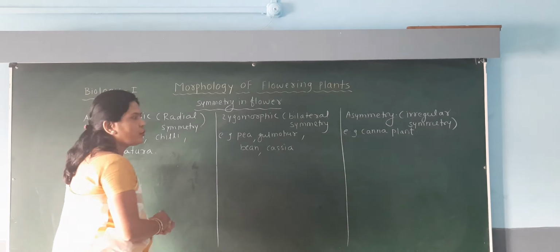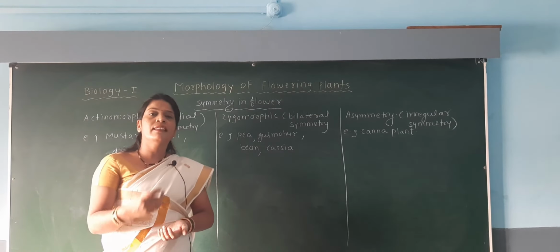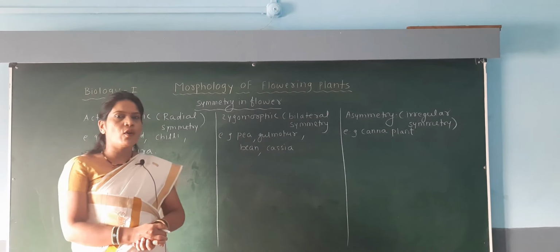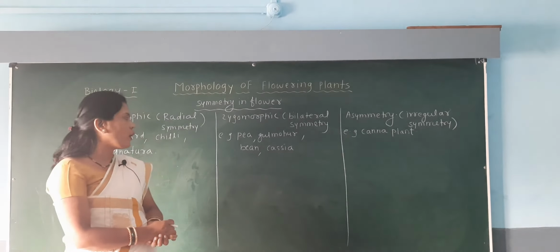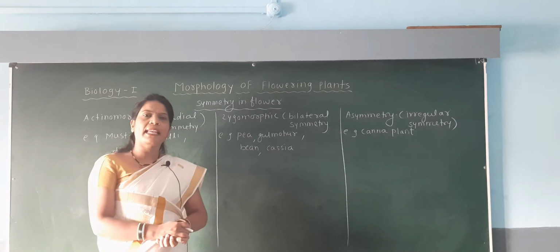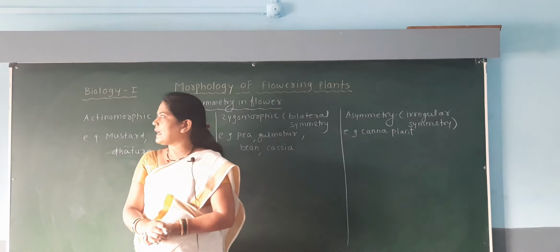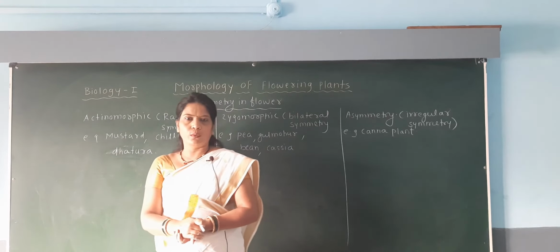Okay, so students, a very important part of the symmetry of flowers is its examples. Asymmetrical or irregular symmetry is observed in canna plants. Zygomorphic or bilateral symmetry you will observe in the pea, gulmohar, bean and cassia plants. While actinomorphic, that is radial symmetry, you will find in mustard, chili and dhatura.